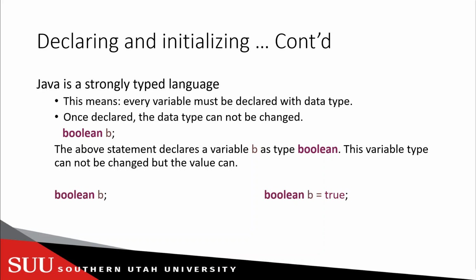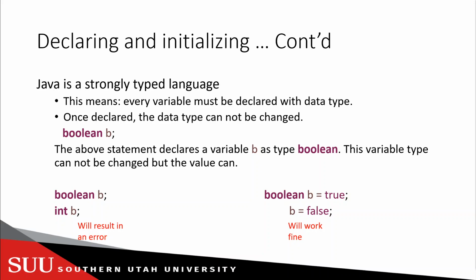So let's say I declare it as a boolean. The next line I say boolean b is equal to true. If on the next line I try to change it to an integer, it is going to complain. This is going to give me a compile time error, but the other one will work just fine without any problem.